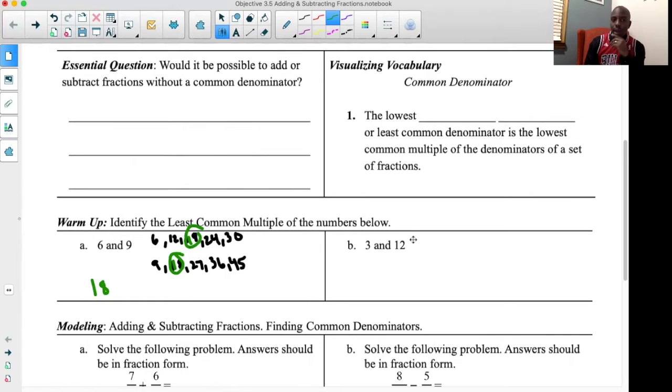See if you can figure out 3 and 12. You need to pause the video and try it on your own. That way you give yourself a chance to do it without Mr. Woodford doing it only.